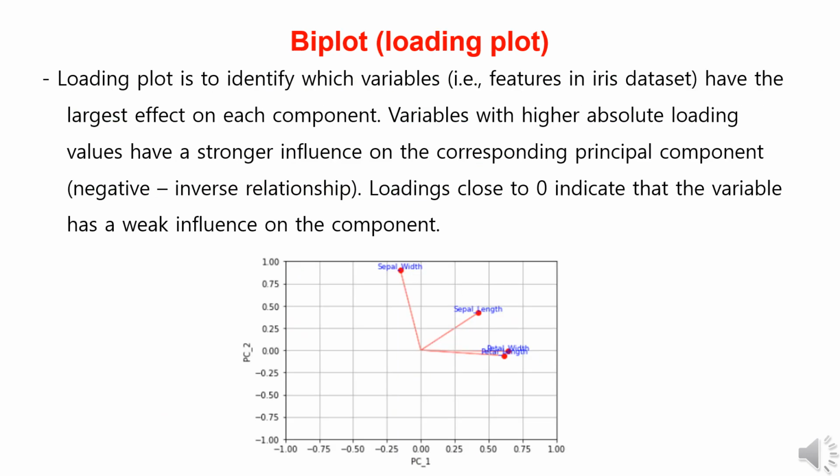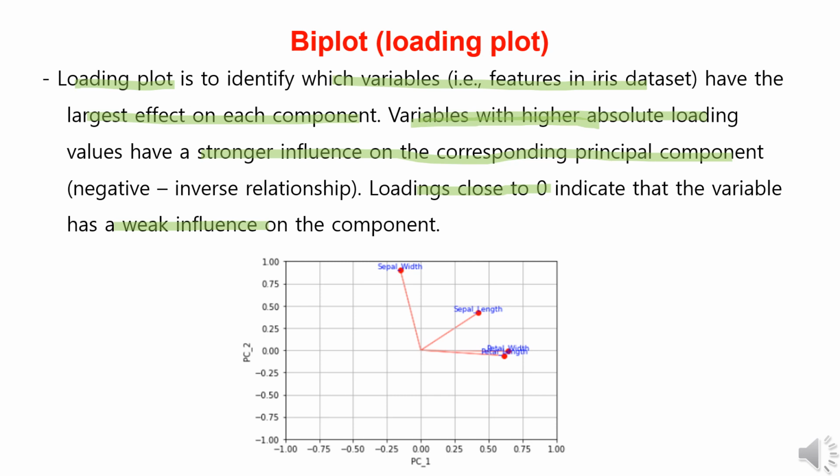The loading plot visualizes the arrangement of features on the selected principal components. This allows us to identify which variables have the largest effect on each component. The absolute value of each feature's position on the loading plot indicates the magnitude of its influence on the corresponding principal component. A larger absolute value suggests a stronger influence on the corresponding principal component, while a value closer to 0 indicates a weaker influence.